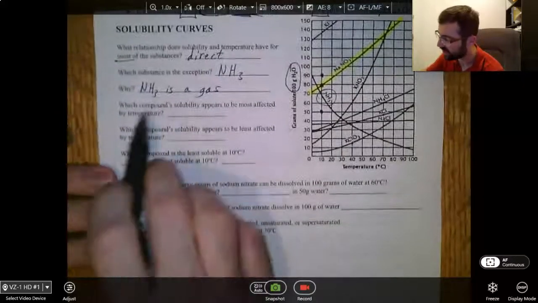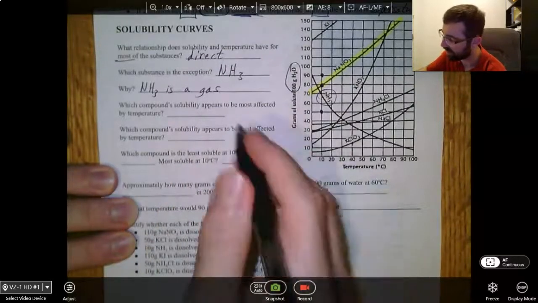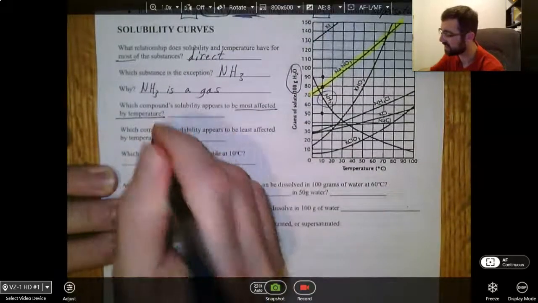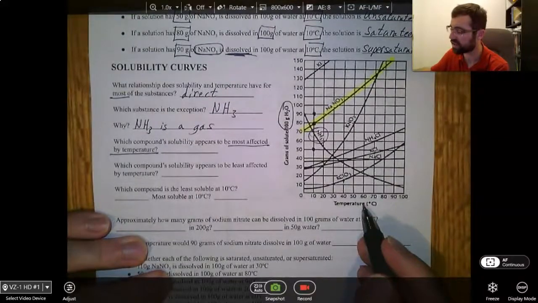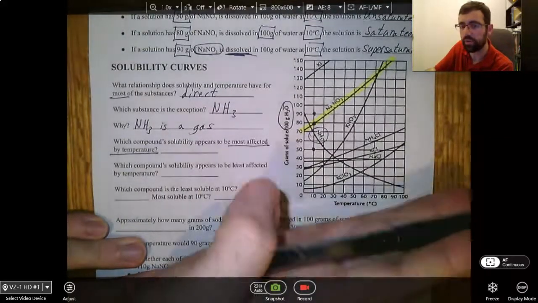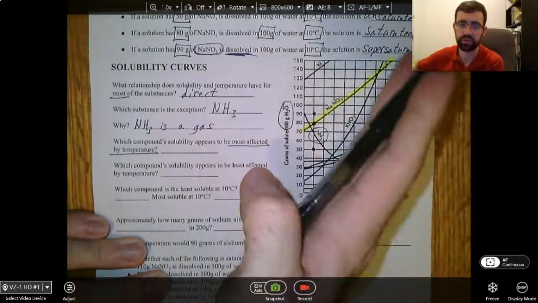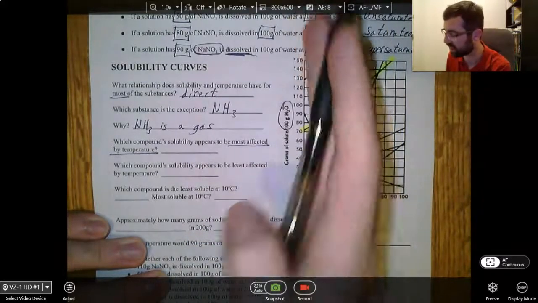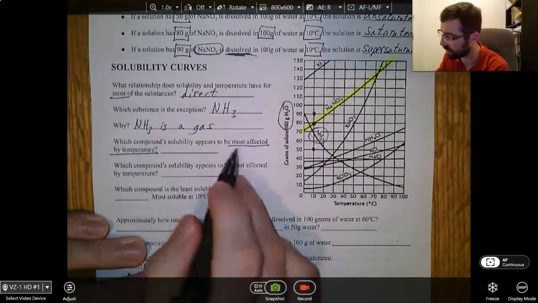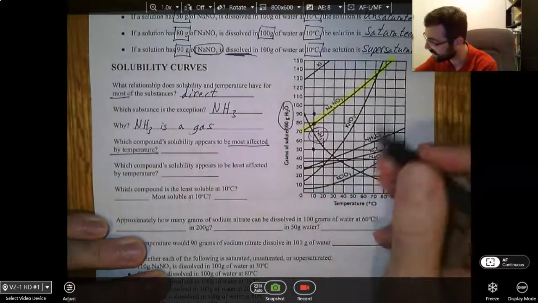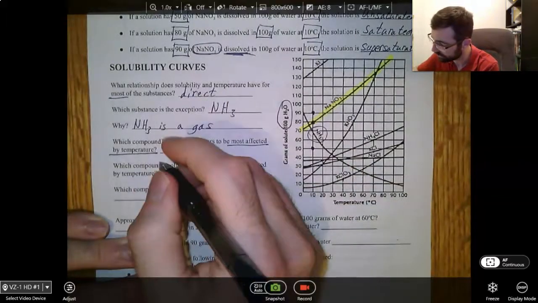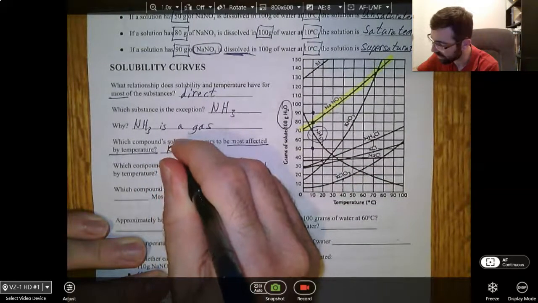Okay, which compound's solubility appears to be the most affected by temperature? That means as the temperature changes, it changes more than the others. That's going to mean that the slope is steeper than the others. Okay, the steepest slope is the one that's most affected by the temperature. It looks to me like for the most part it's KNO3. In most areas it's KNO3.